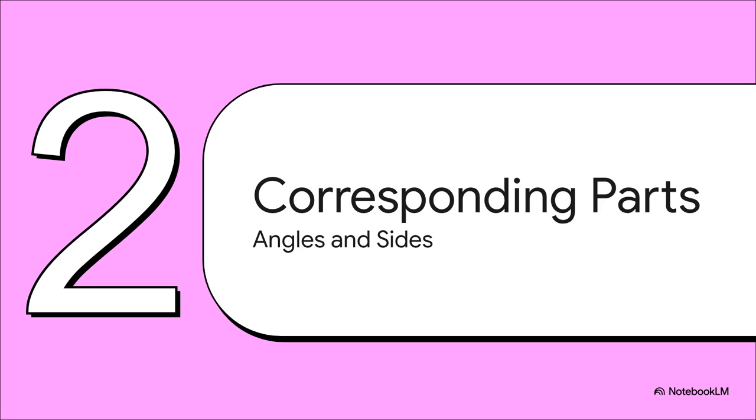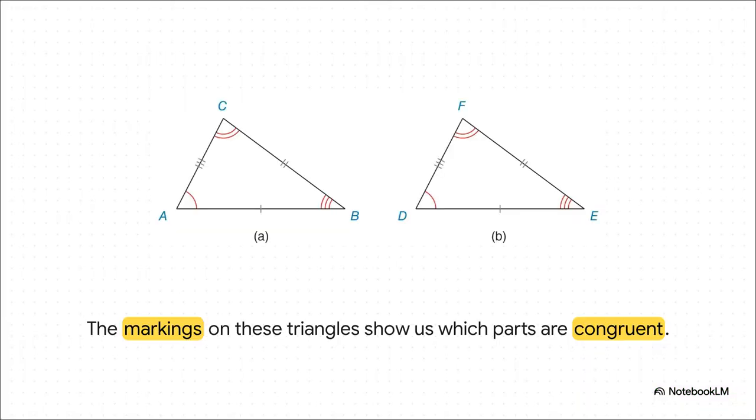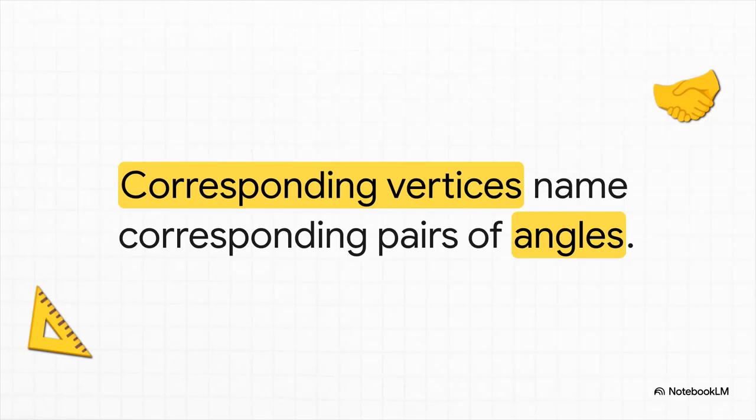Okay, so why do we care so much about which points match up? Well, it's because that's the key that unlocks everything else. Once you know which vertices correspond, you can figure out exactly which angles and which sides are identical between the two triangles. All right, check out these two triangles here. You're going to see these little markings all over them, these arcs on the angles and little tick marks on the sides. These are just visual clues that geometers use to show us which parts are congruent, or equal in measure.